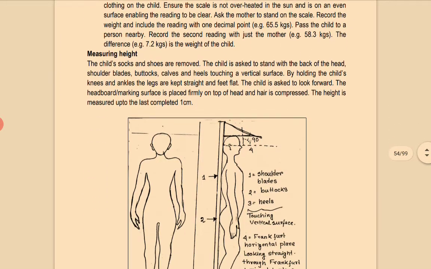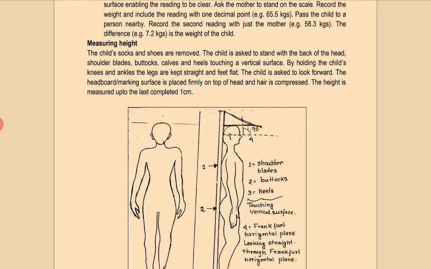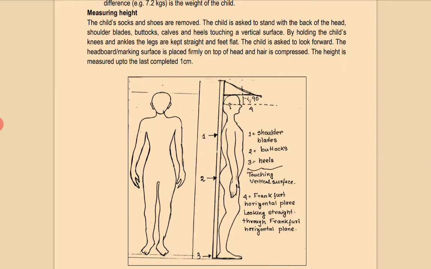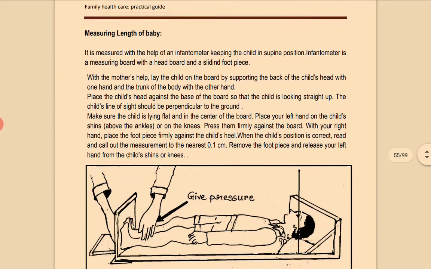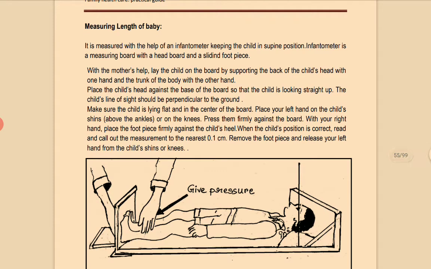For measuring height, you will use something known as a stadiometer. You will make the person stand with the shoulder blades, buttocks, and heels touching the wall. You will measure the height and record that. For the babies, you have to measure the length of the baby, not the height of the baby. You will allow the baby to lie down on the infantometer, and you will fix the head and move the foot plate and take the recording.